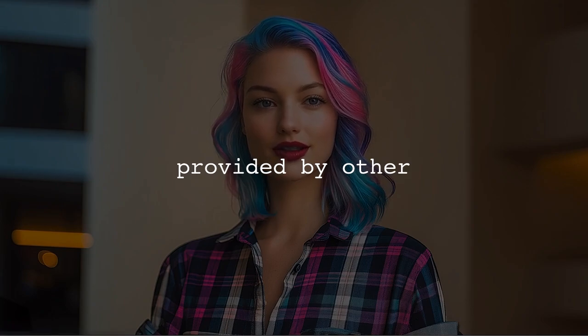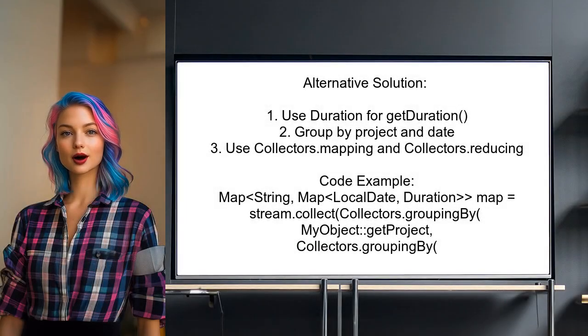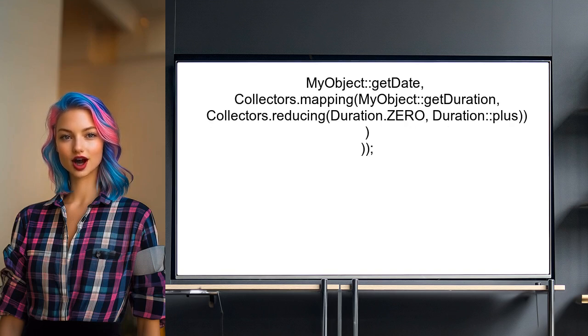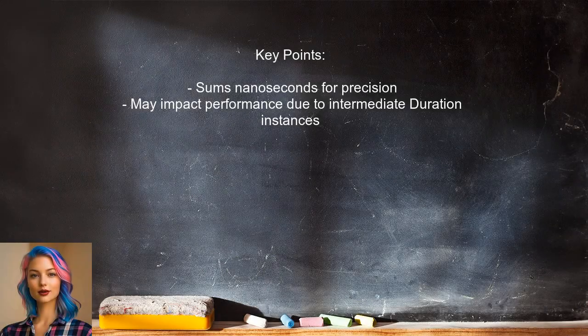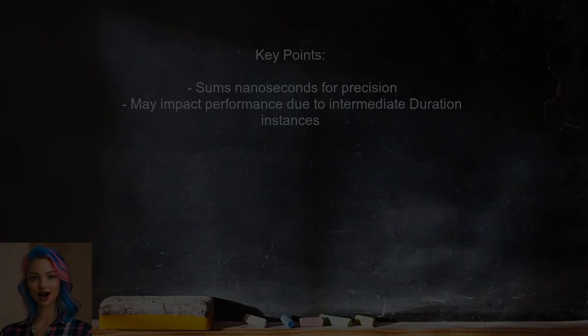Now let's look at the answers provided by other users. An alternative approach suggests using the Duration type directly for the getDuration method. This way, you can sum the Duration instances instead of converting them to seconds. The user provides a code snippet that demonstrates how to group by project and date while using Collectors.mapping and Collectors.reducing to sum the durations. This method has the added benefit of summing nanoseconds, making it more precise. However, it's important to note that it may create many intermediate Duration instances, which could affect performance.